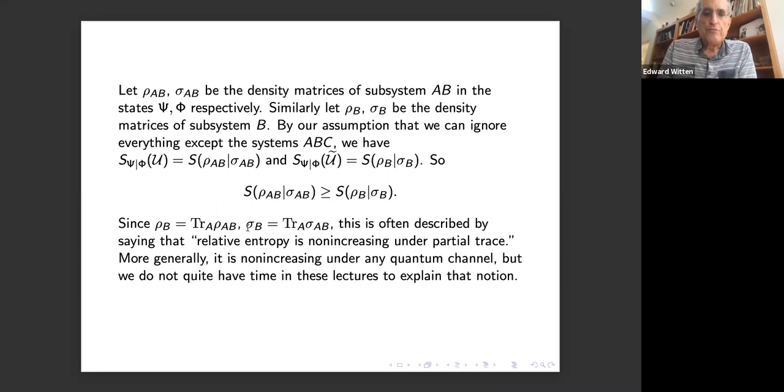Since rho B and sigma B are obtained by tracing out the system A, this result is often described by saying that relative entropy is non-increasing under partial trace. There's a slightly more general statement that it's non-increasing under any quantum channel, which means any manipulation that you can apply to a quantum system. But unfortunately, there isn't quite time in these lectures to explain that notion.